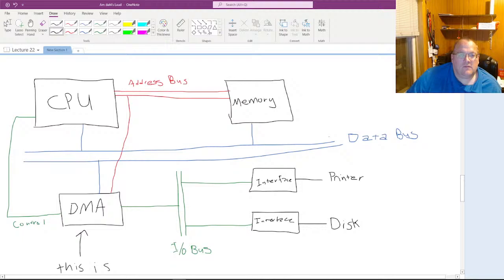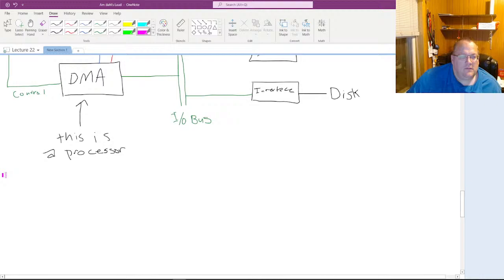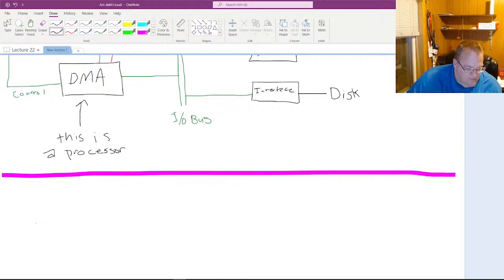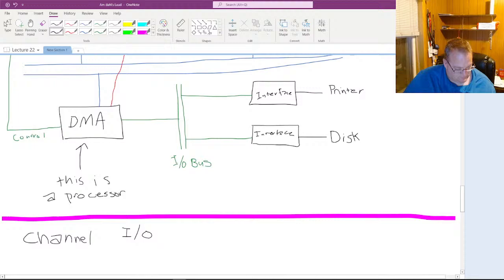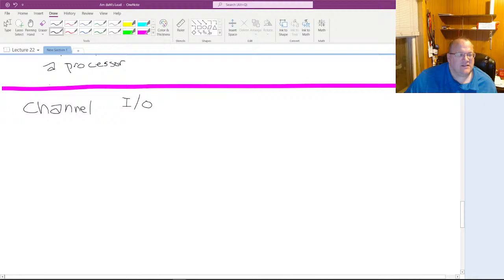All right, so let me talk about the very last one here, which is channel I/O. Okay, so here's the difference. It's a little different. It's not tremendously different, but it's a little different.